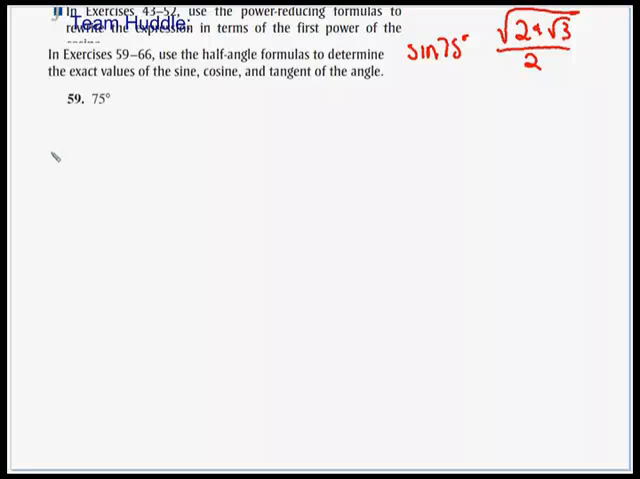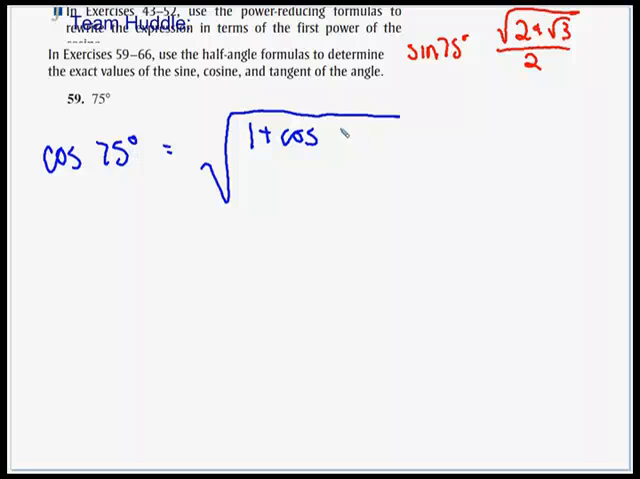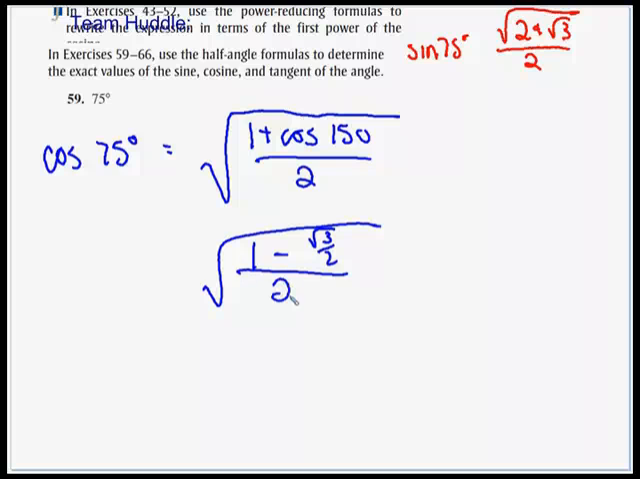The cos of 75. And let's see here, we're in the first quadrant. Everything's positive in the first quadrant, so cosine is also positive. So in front of our radical, we don't need the plus or minus, it's just positive. And this formula is 1 plus the cos of double this angle, 150, all divided by 2. The cos of 150 is minus the square root of 3 over 2. And that's all over 2.